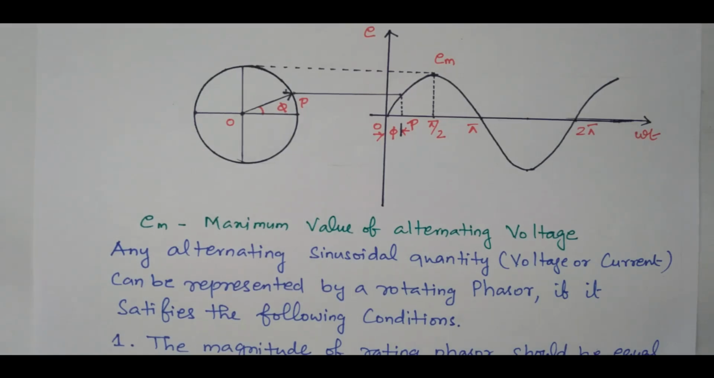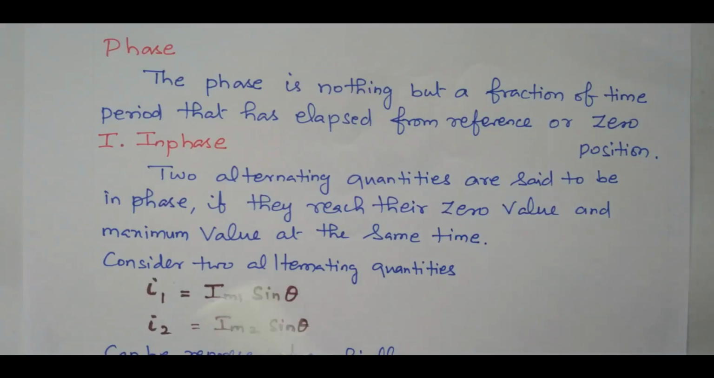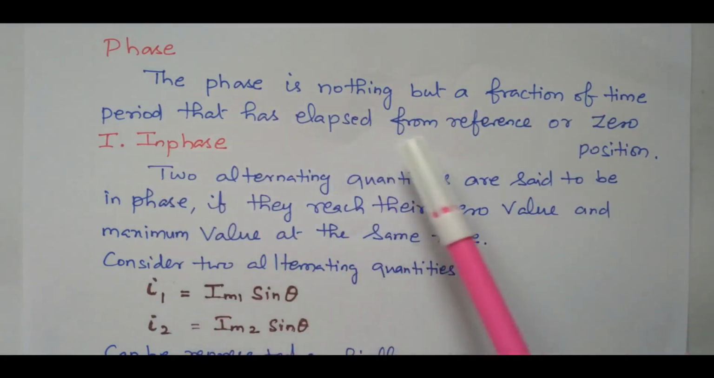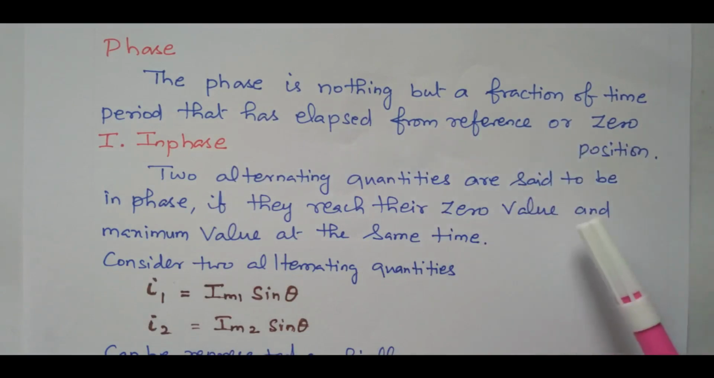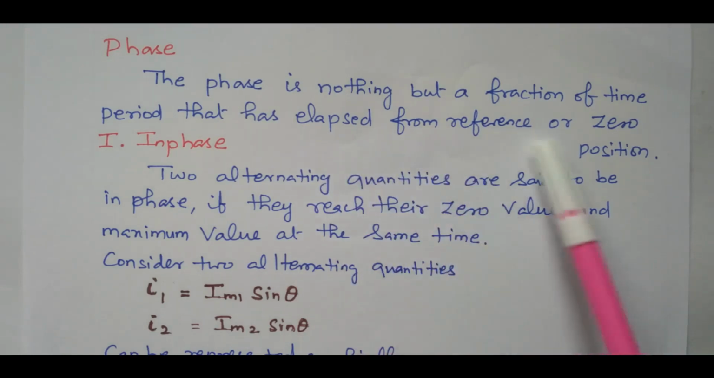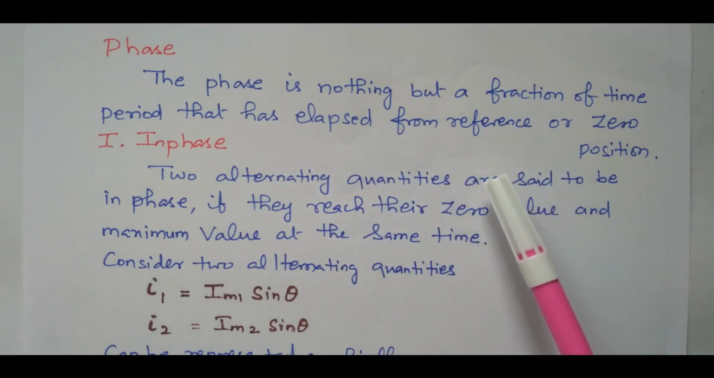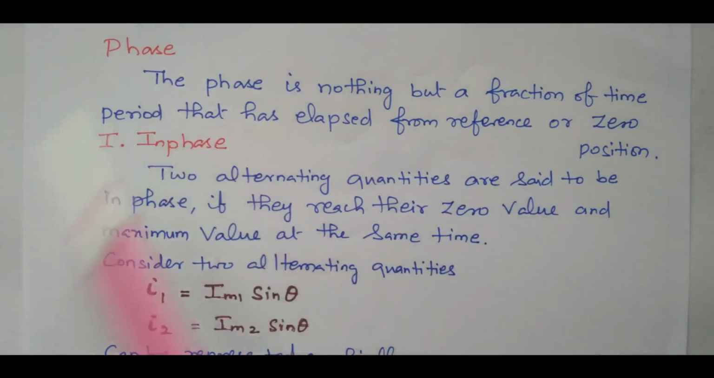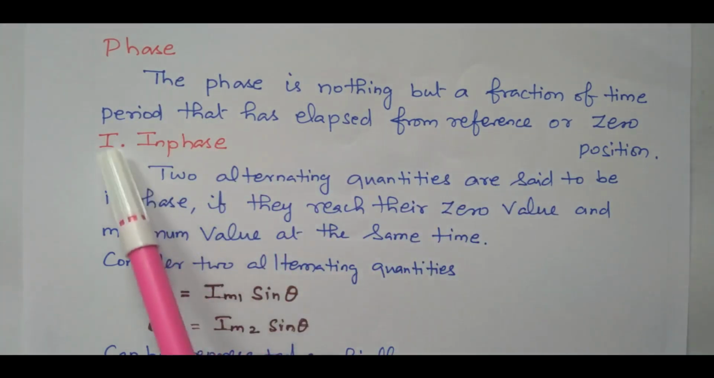Now we'll go to in phase, out of phase, and the phase angle between two quantities. Now we'll see the in phase and out of phase relations. The phase is nothing but the fraction of time period that has elapsed from the reference or zero position. That is, the phase is nothing but the elapsed time from the reference. How one quantity is deviated from another quantity is nothing but the phase. In that, the first type is in phase.